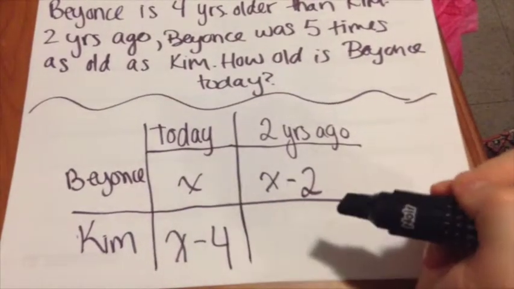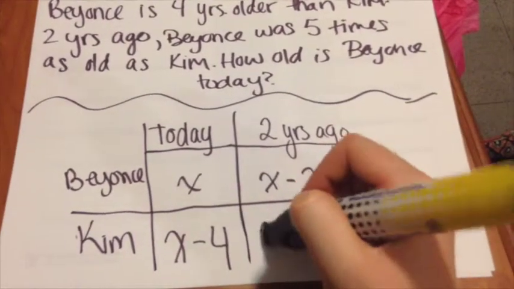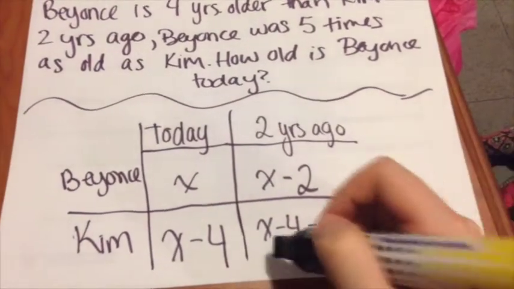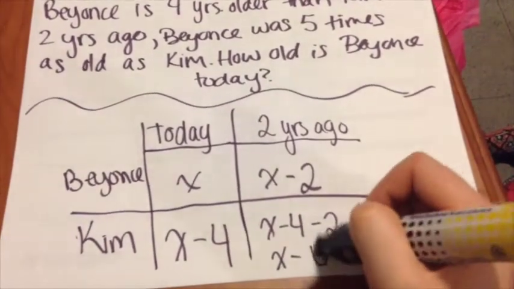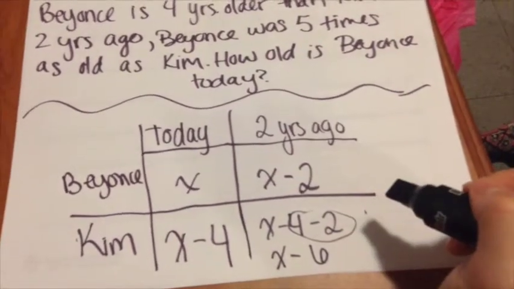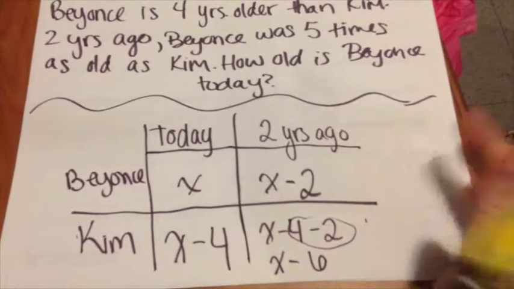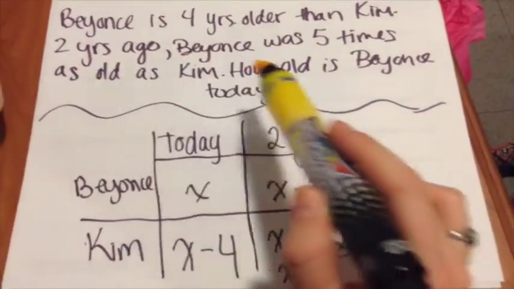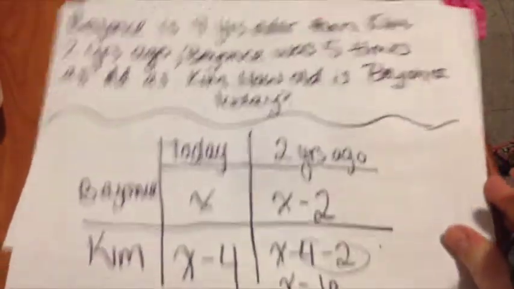And Kim, we're going to want to do the same thing. We know today she's X minus 4, minus 2 more years. That gives us an X minus 6 if we combine the 4 and the 2. Now we can go on to solving, talking about what we just set up here. So that 2 years ago, Beyonce was 5 times as old as Kim. I'm going to go on to my next page.